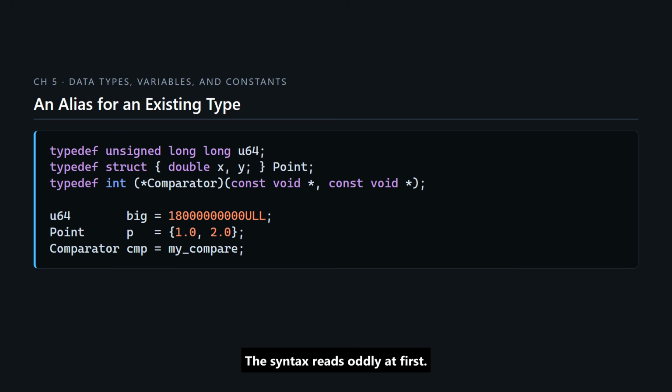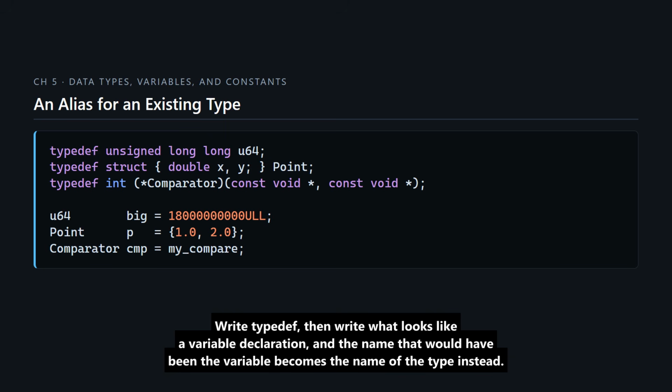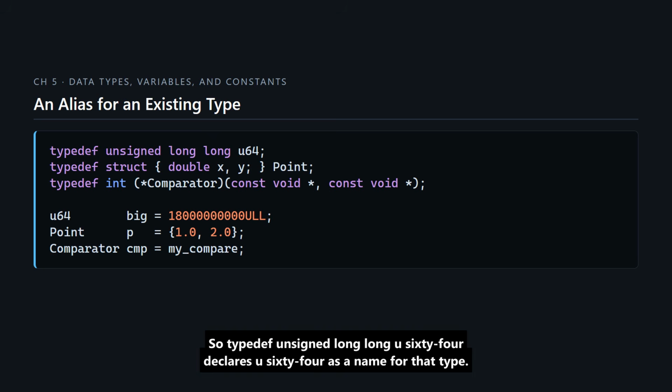The syntax reads oddly at first. Write typedef, then write what looks like a variable declaration, and the name that would have been the variable becomes the name of the type instead. So typedef unsigned long U64 declares U64 as a name for that type.